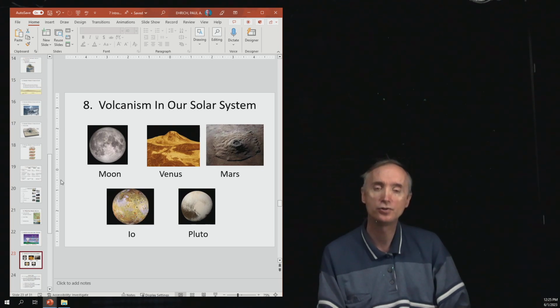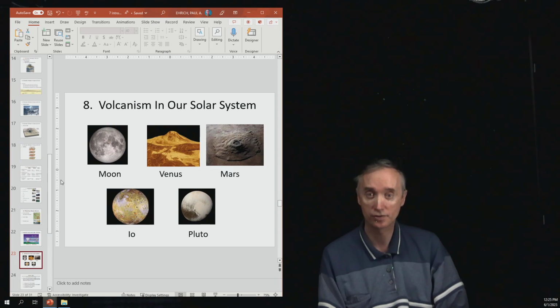And you should probably also know that the most volcanic object in the solar system is Io. It has the greatest number of volcanoes.